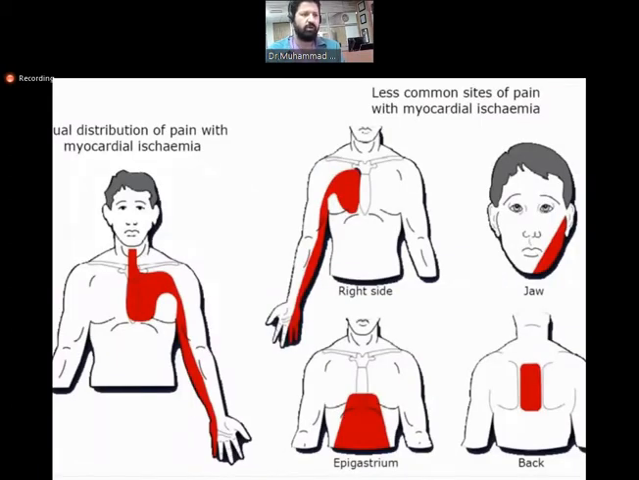The usual distribution of the chest pain is substernal, in the center of the chest, and it radiates to the neck and to the medial aspect of your left arm. It has been confirmed that any pain from the earlobe to the umbilicus could be ACS. So never take any pain in the chest as easy. You should work up for ACS, as it may be one of the lethal causes of chest pain.